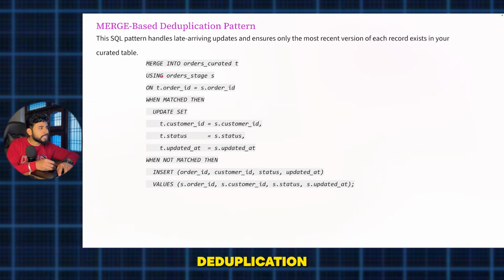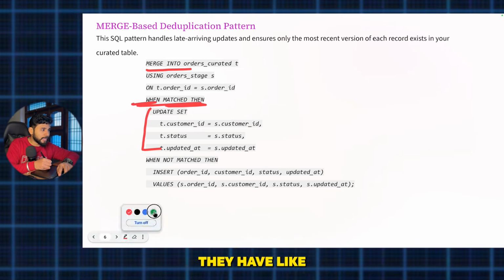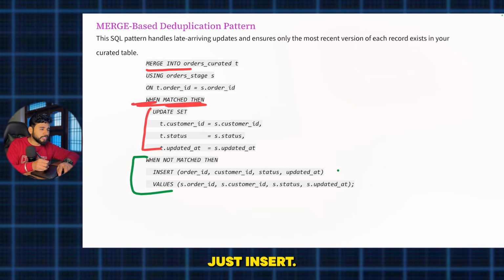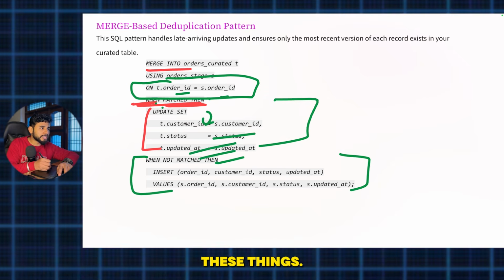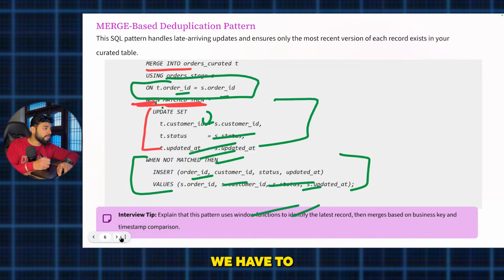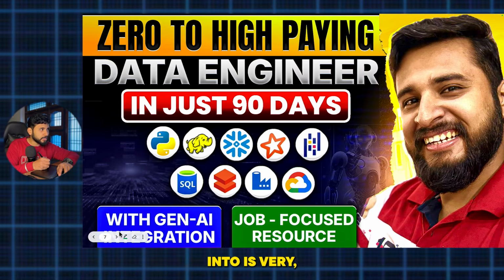Okay, so merge based deduplication is called merge into. It is a normal SQL command: merge into whatever table you have to give, and when matched you have to set some values to update, and when not matched just insert. That is how merge into works. Whenever the rows are matching, meaning this key was already present, just update these fields. If it was not present, insert these. Okay, that is how we have to design these kinds of things. That is how you have to think also. Merge into is very, very important.